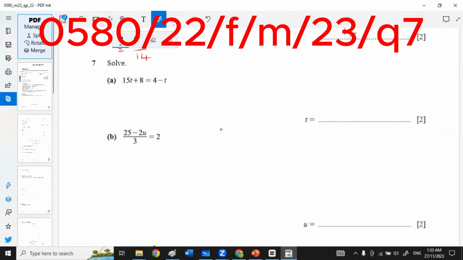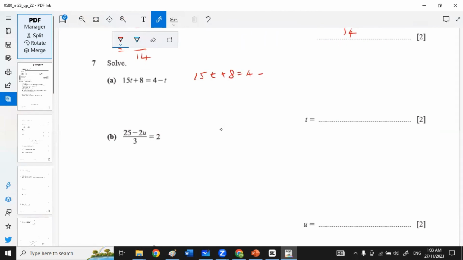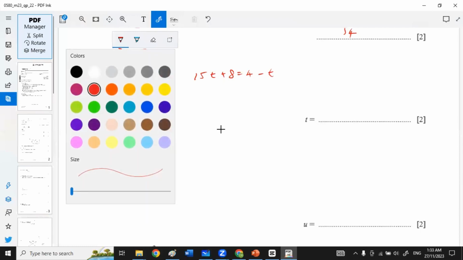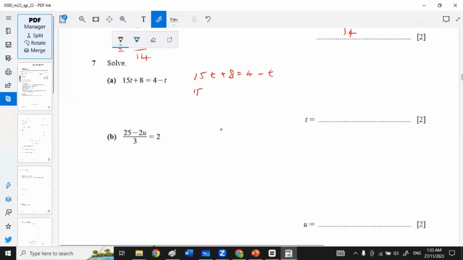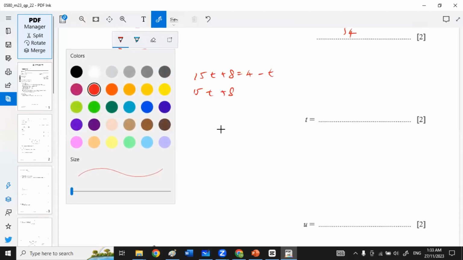Number 7, solve the following. Okay, A and B. So 15t plus 8 equal to 4 minus t. I will just do as slow as possible. Okay. So 15t plus 8, you bring the t over.